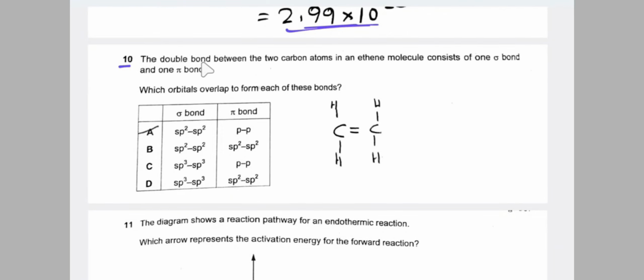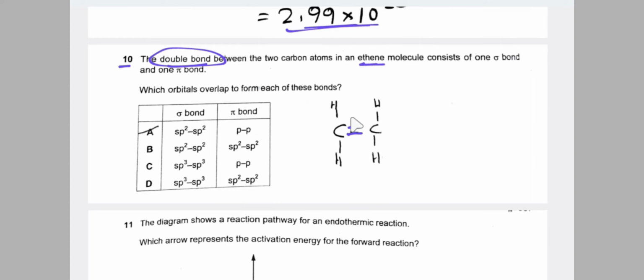Question number 10. The double bond between two carbon atoms in an ethene molecule consists of one sigma bond and one pi bond. So first of all, we draw the structure of ethene, that is C2H4, and the double bond for ethene consists of one sigma bond and one pi bond.